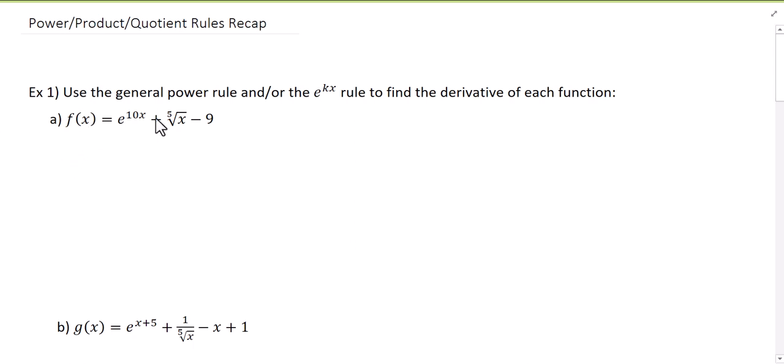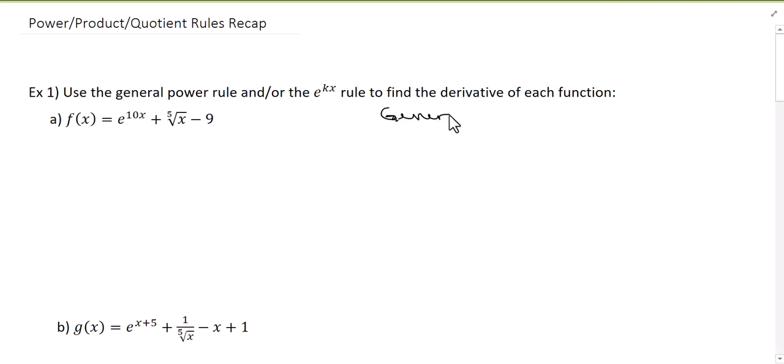So first thing, I always look at each term and see, do I need to rewrite it? And in this case, because I have the fifth root of x, I do need to rewrite that. Why do we rewrite it? Because what is the general power rule?